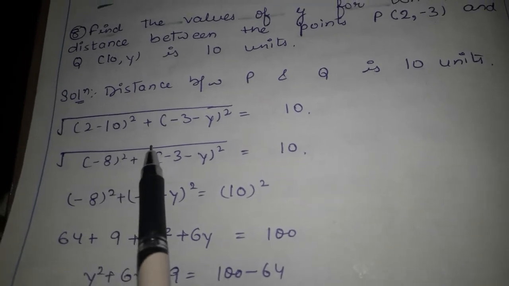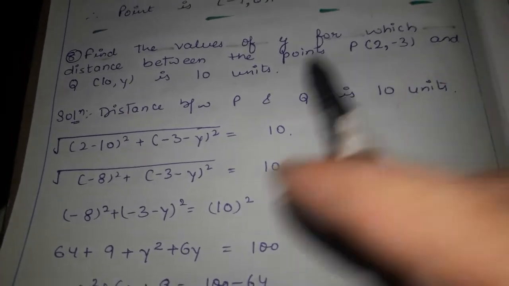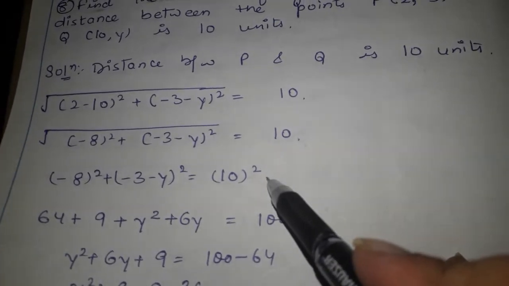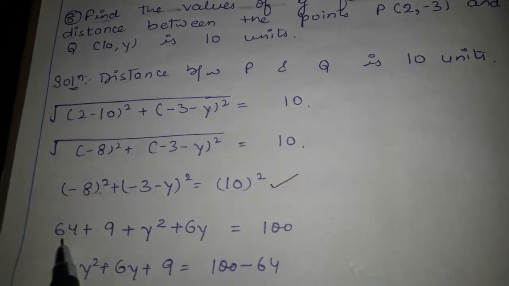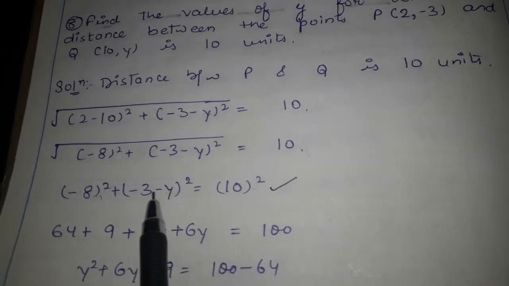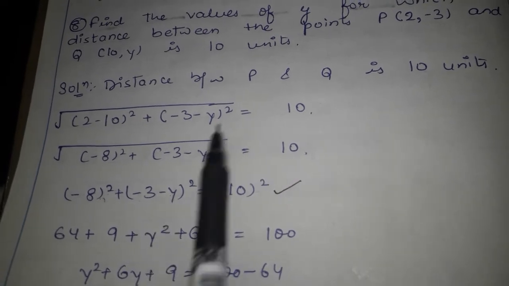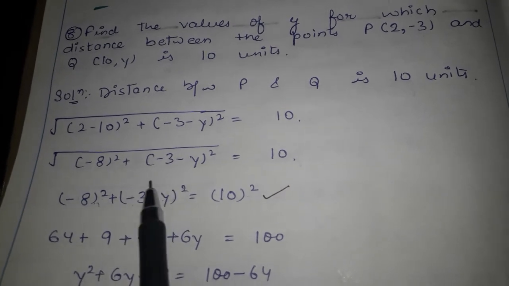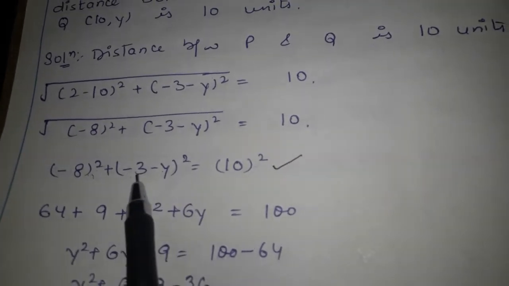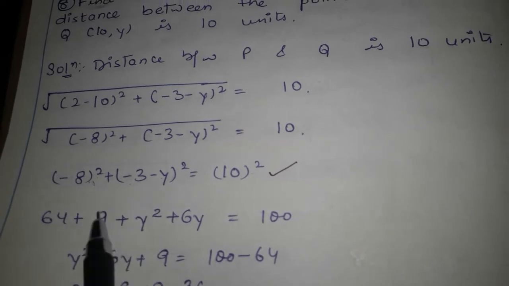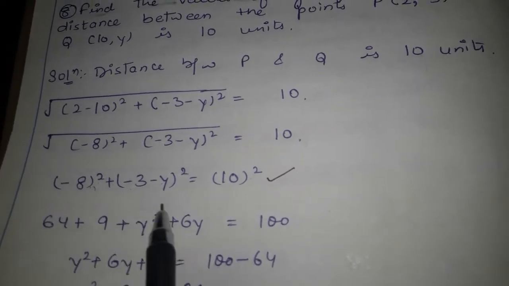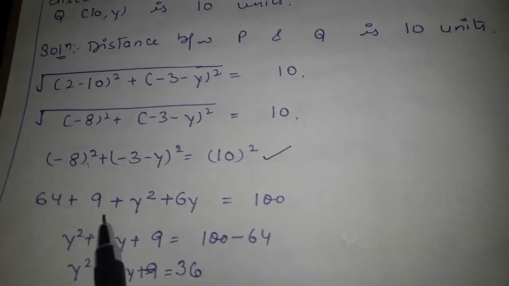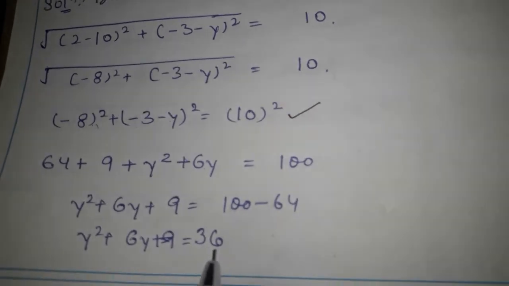On removing this square root, we have to square the equation. On squaring, the square root will get cancelled out, and the square of 10 will be 10 square. It will be (-8) square, 64, plus (-3 - y) whole square. We can take the negative as common, but since there is a square, the negative will become positive. It will be simply 3 square, 9, plus y square plus 3 2s are 6y, is equal to 100. It will be y square plus 6y plus 9 equals 100 minus 64, 36.